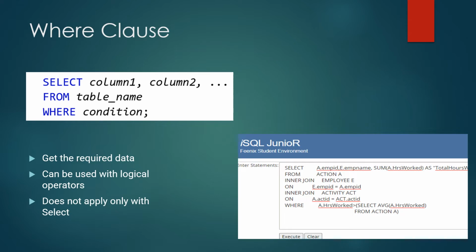Where clause. The where clause is used to filter the records. If we need many conditions with the where clause, we can use the or and and logical operators. You can see the syntax of the where clause and some points about it on the slide. I got this syntax from the W3Schools website.